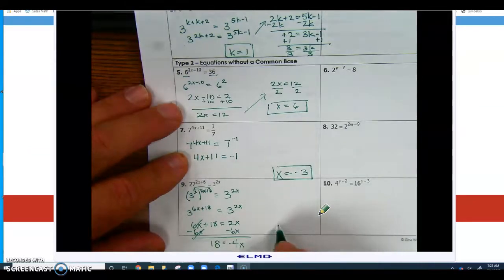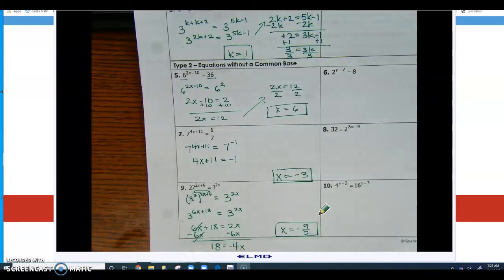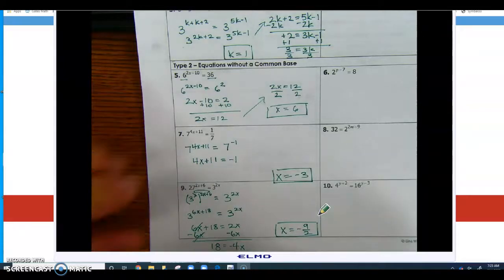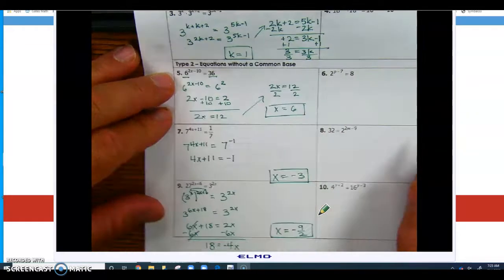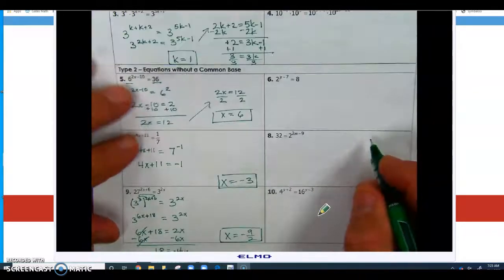Just make sure your answer comes out to be x equals negative 9 over 2, or negative 4.5 if you like decimals. Okay? I'll give you these answers just in case you wanted to try a few more.